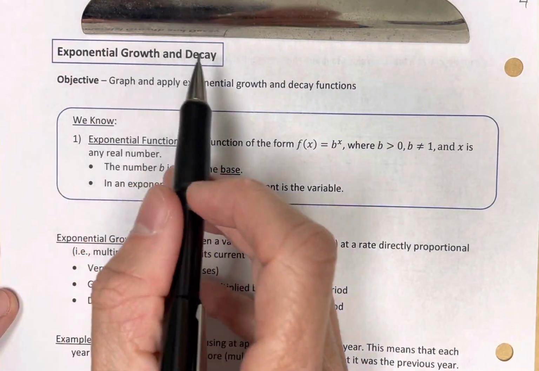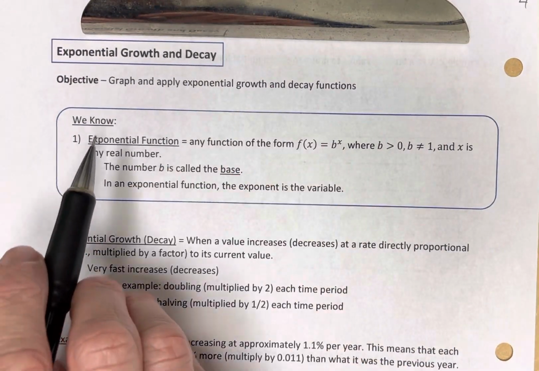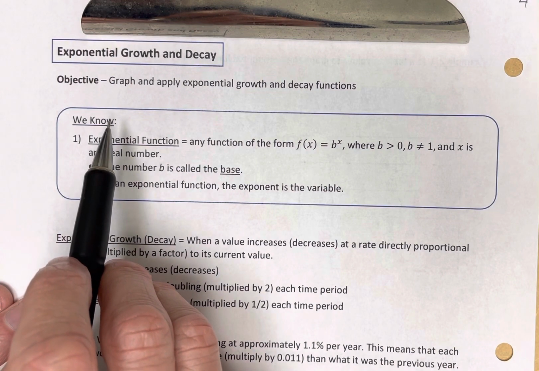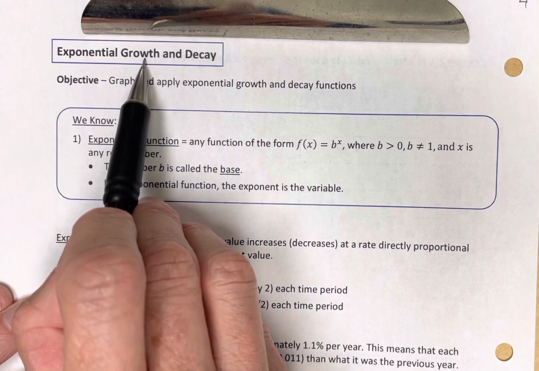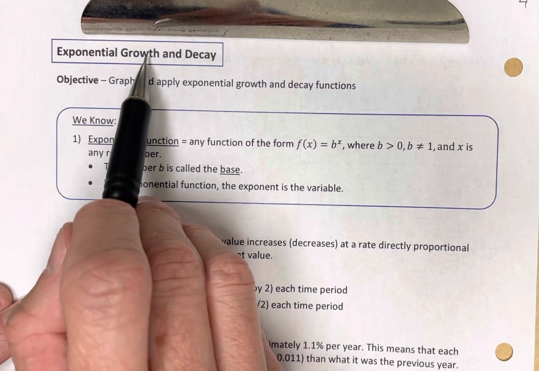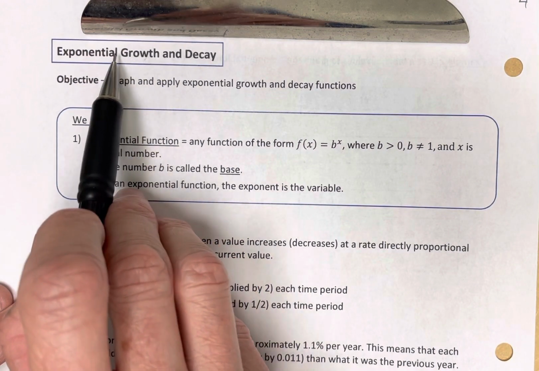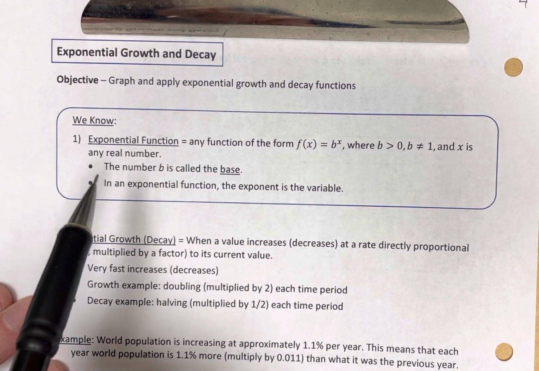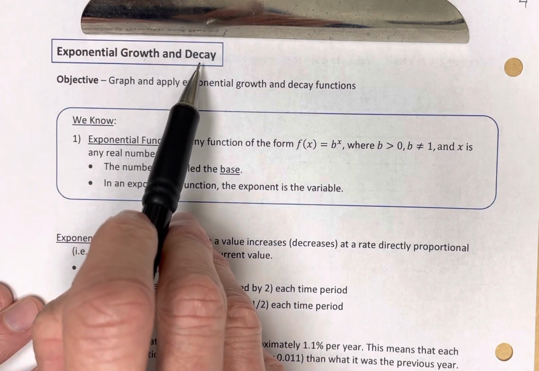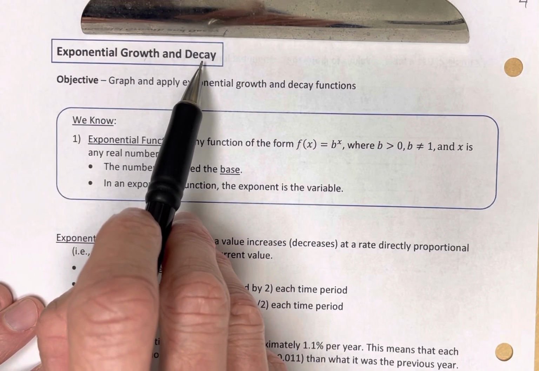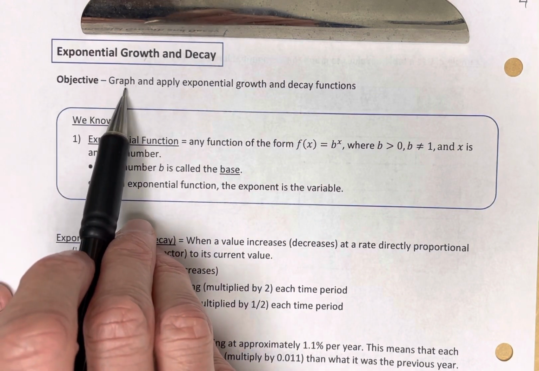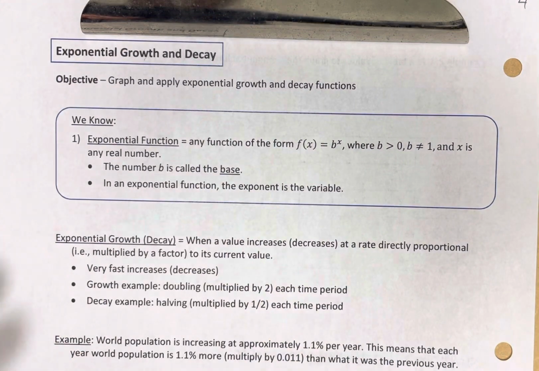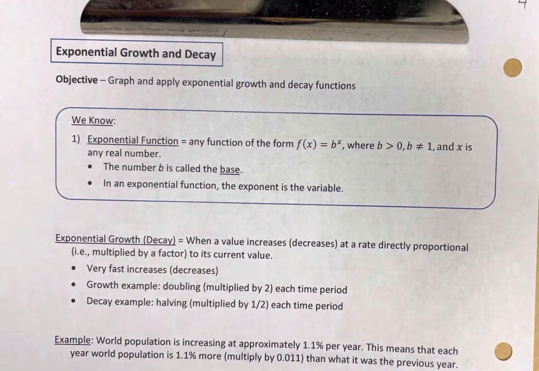Exponential growth and decay. Whenever we see exponential functions, this is where they're applied. We talk about things that have exponential growth, for example, money or bacteria, and we talk about things that have exponential decay, for example, carbon-14 when it comes to dating ancient artifacts. Our objective: we want to graph and apply exponential growth and decay functions.